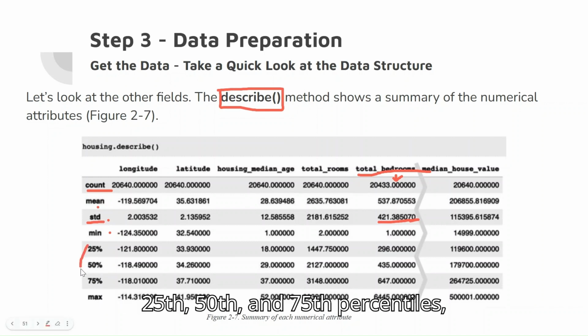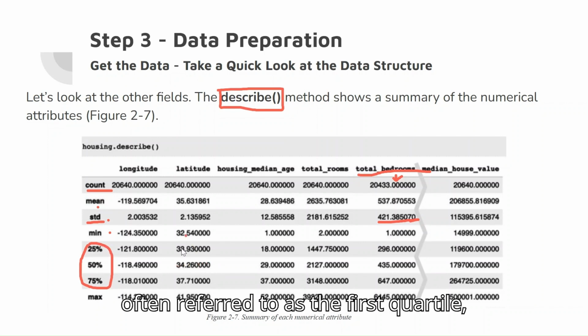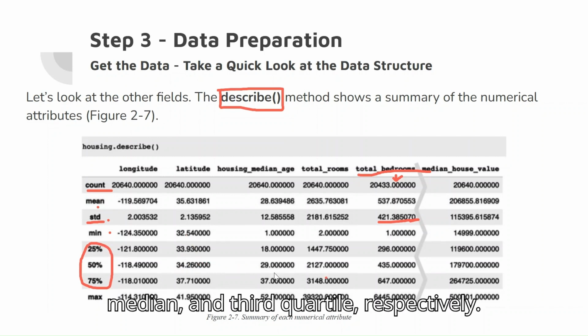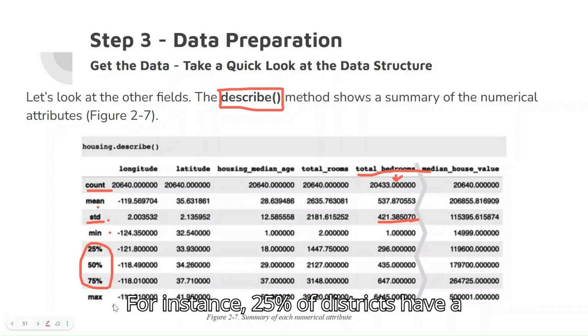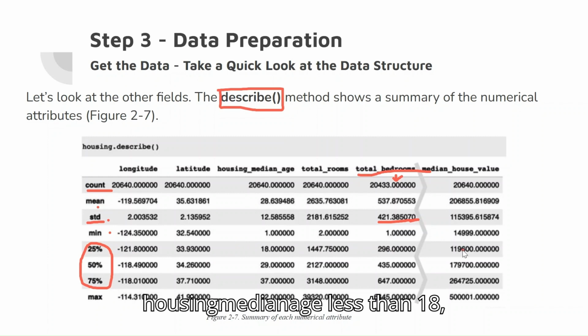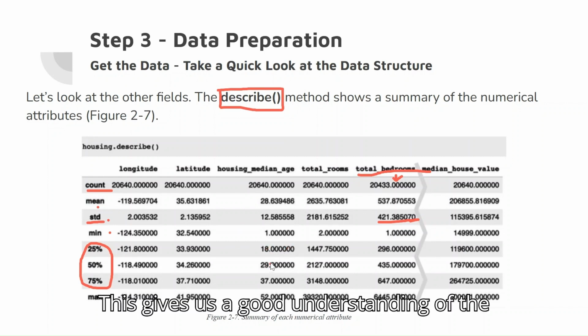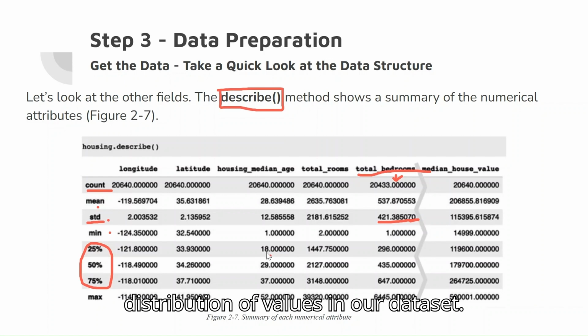Additionally, you'll see the 25th, 50th, and 75th percentiles, often referred to as the first quartile, median, and third quartile, respectively. For instance, 25% of districts have a housing_median_age less than 18, 50% are below 29, and 75% below 37. This gives us a good understanding of the distribution of values in our dataset.